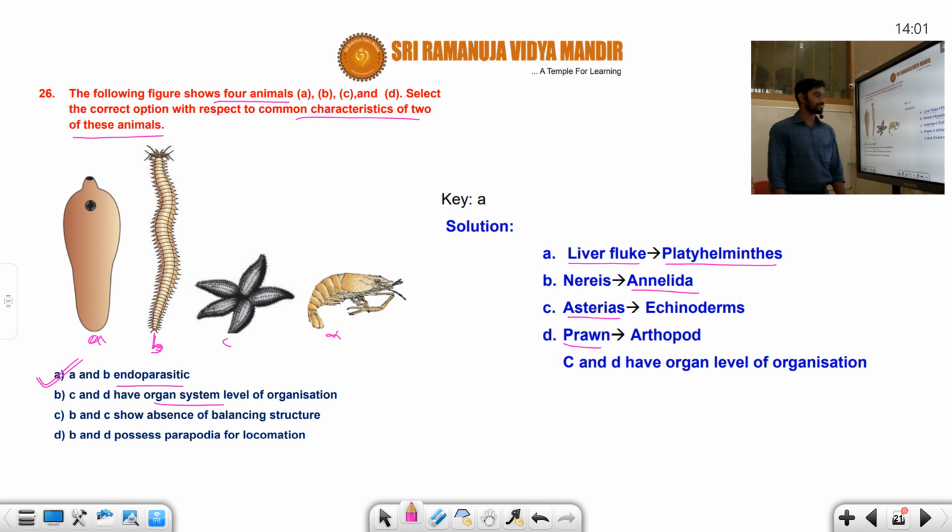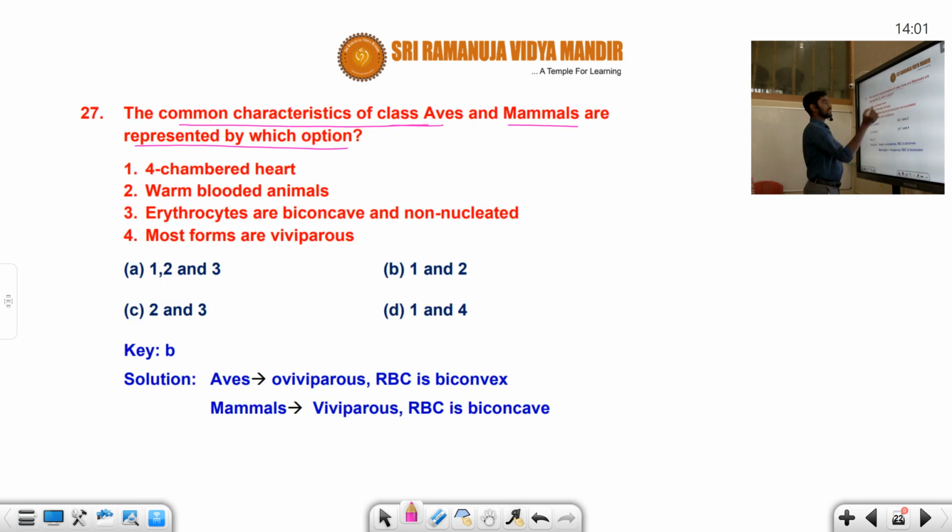The next one is also a very easy question. The common characteristics of class Aves and class Mammalia are represented by which option? You need to find the common features. For example, in Aves a four-chambered heart is present, and in mammals it is also present. Both are warm-blooded animals. Next, erythrocytes are biconcave and non-nucleated. That is not true for Aves, it is a correct option only for mammals.